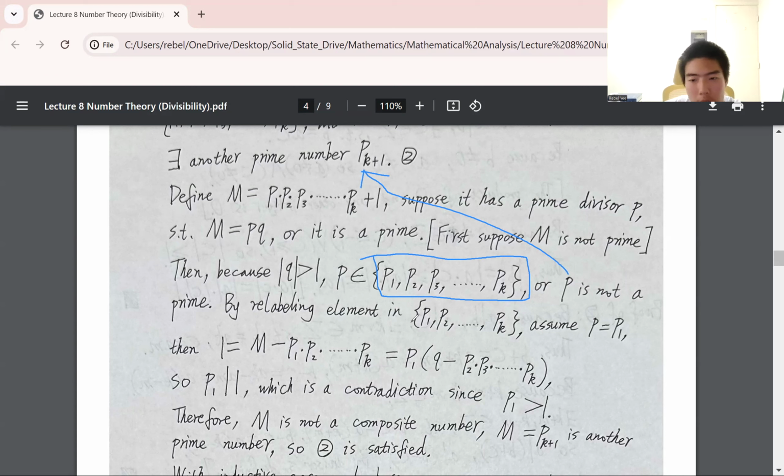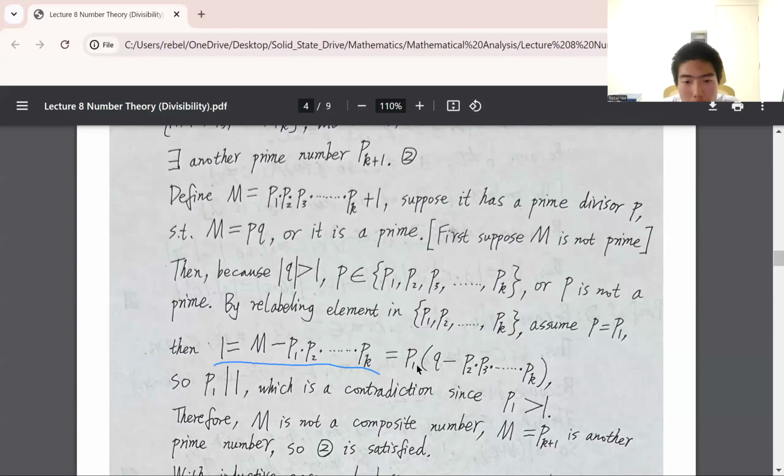So relabeling the elements inside, relabeling means we can change the order of the elements inside, which is very doable. And we can assume p is equal to P1. And in this case, since we define M as the product plus 1, we can find 1 is equal to M minus this term, which is here, right? And what's special about this term is that because p is equal to P1, then M is equal to P1 times q, and it becomes this form.